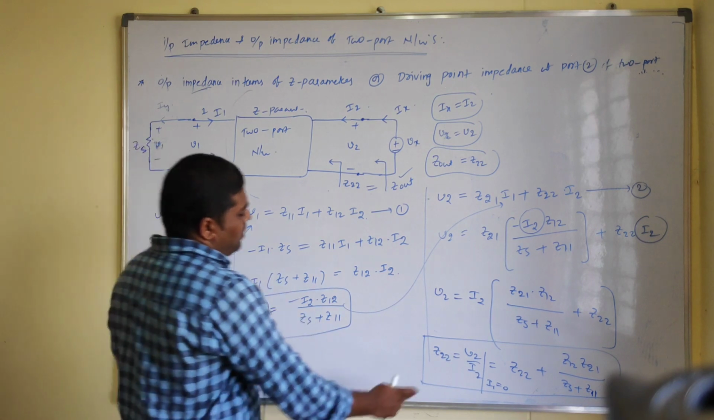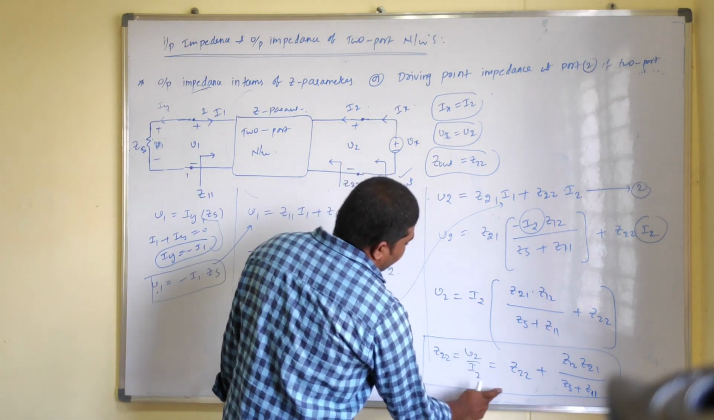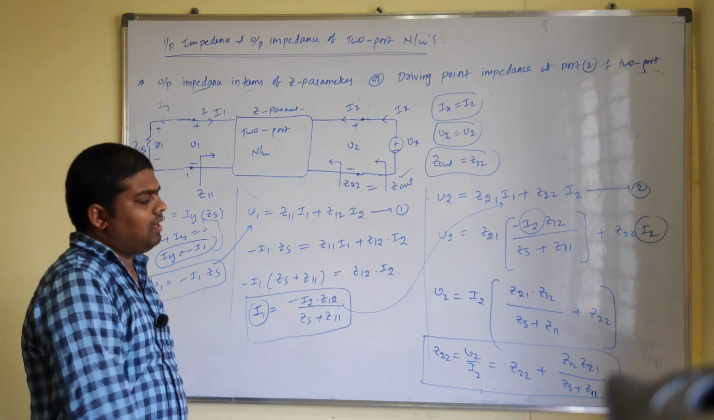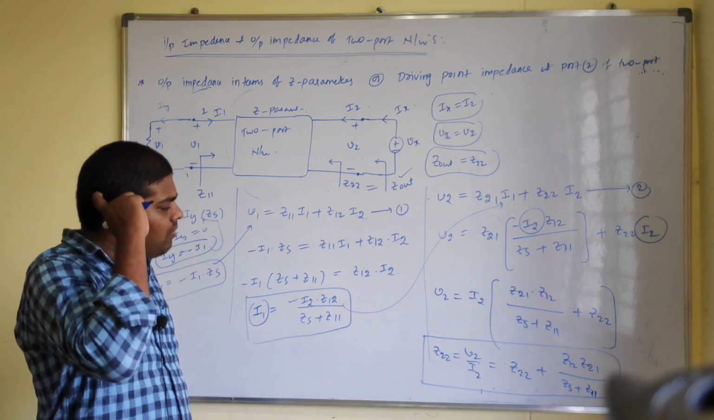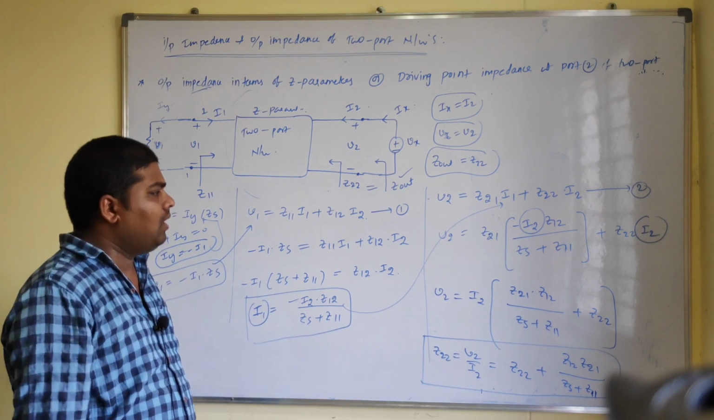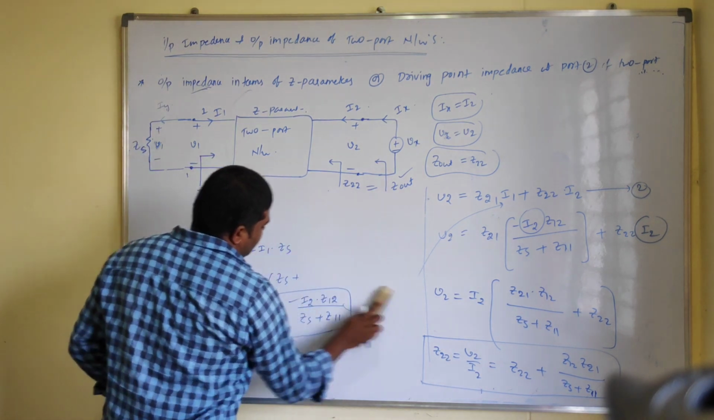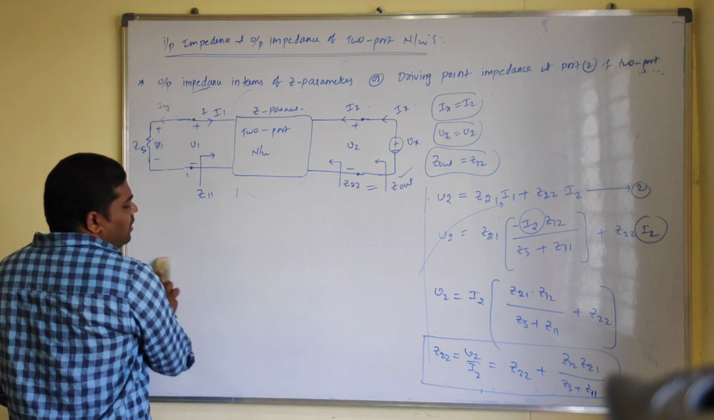So this is not required. Okay, this is only for a two-port network, right? Z22 equals V2 by I2, that equals Z22 plus Z12 into Z21 by Zs plus Z11. You can simplify further. What will you get? Just you can check that out.